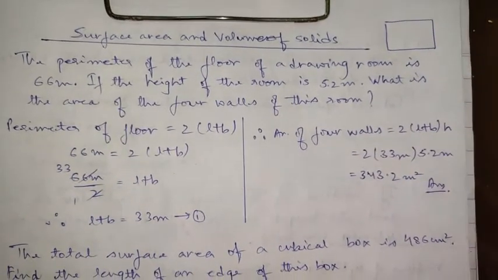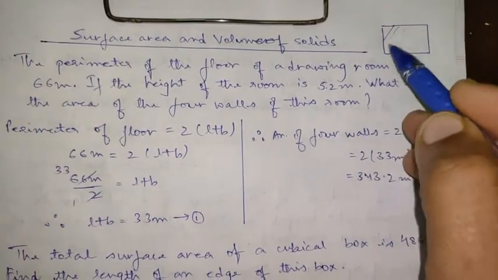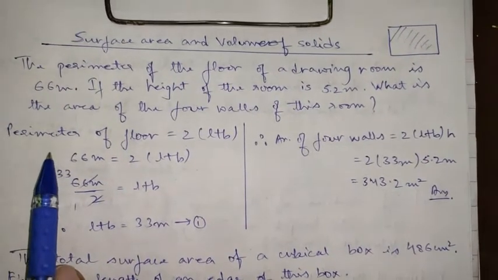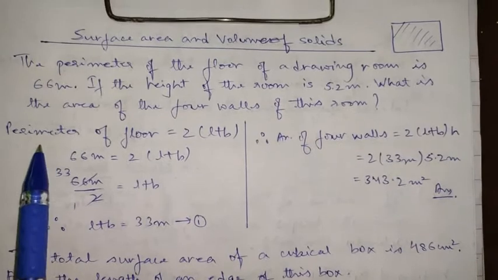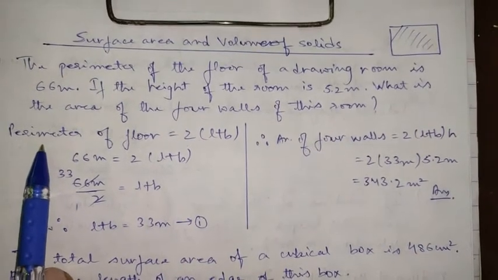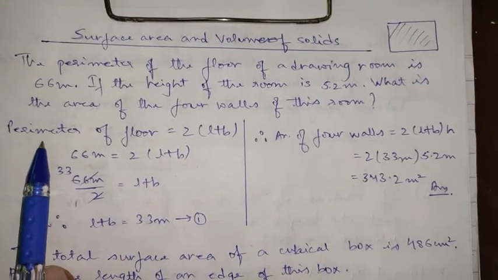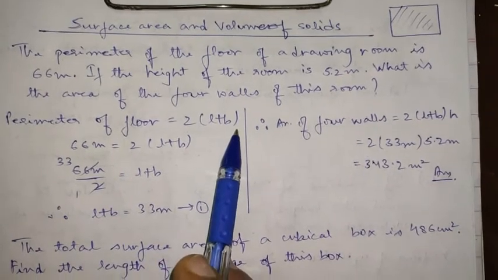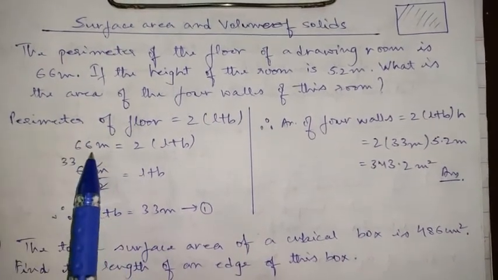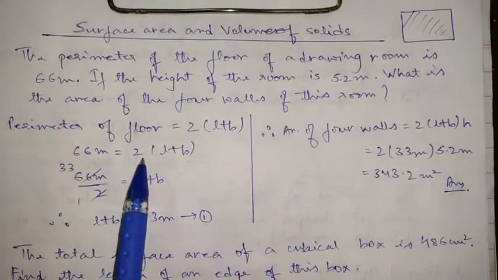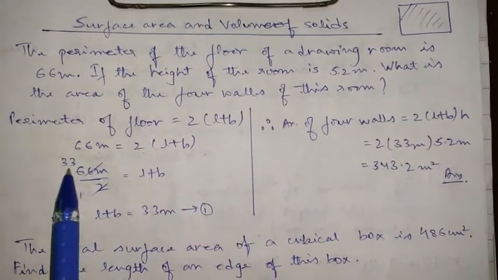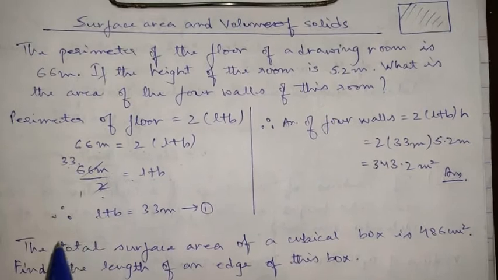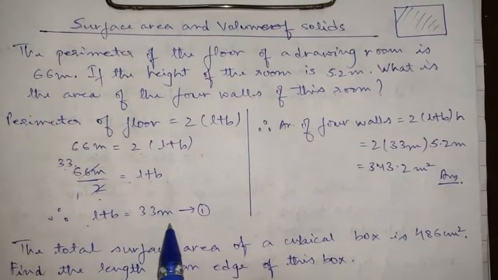And when they are saying that the perimeter of this floor is given as 66 meter, we are going to use the formula for finding the perimeter of a rectangle. So I've taken the same formula and shown it as the perimeter of a floor, which is equal to 2 times (length plus breadth). Since the perimeter of the floor is given as 66 meter, I substitute that value: 66 meter is equal to 2 into (length plus breadth). On cross multiplying, it will be 66 meter upon 2 is equal to length plus breadth, and on cancellation you get the equation: length plus breadth is equal to 33 meter.